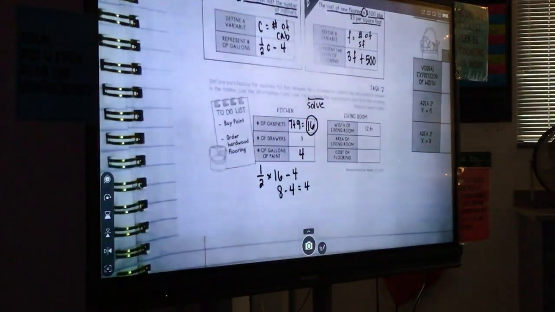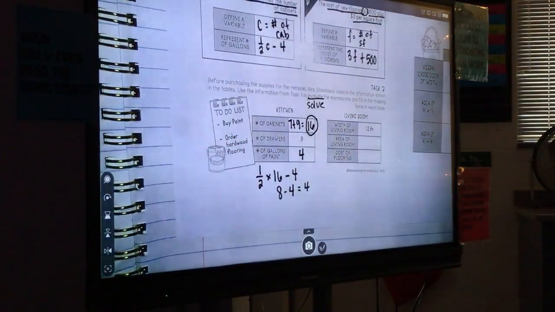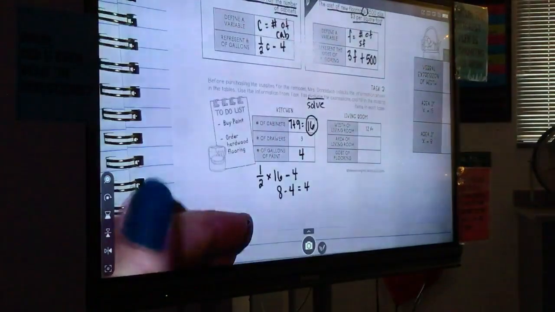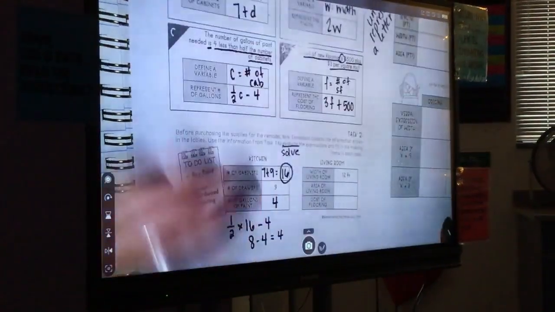No? So do you guys see what we did? We had a problem. We figured out what our variable is going to be, and then we wrote our expression. And then we were given information to solve. You guys, as a group, are going to try this one.